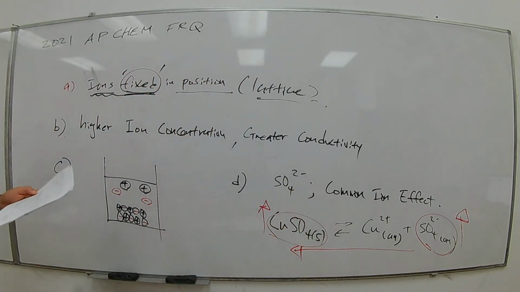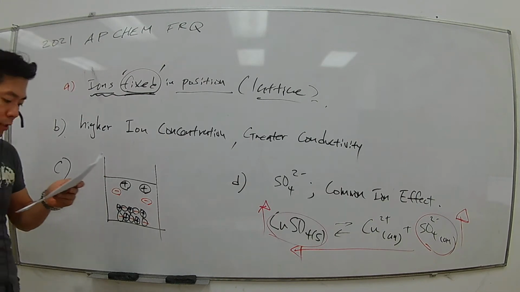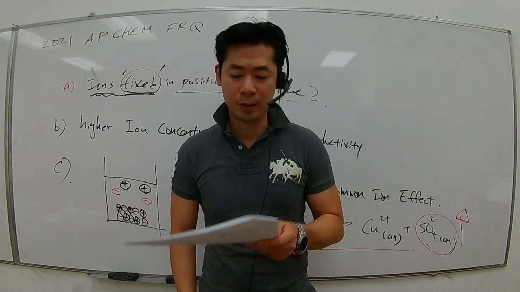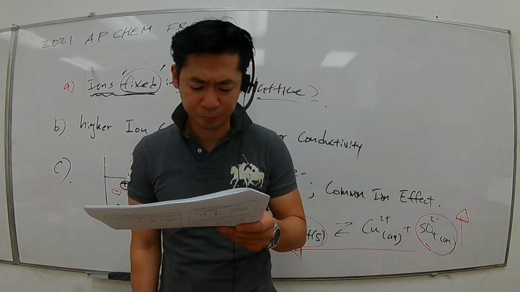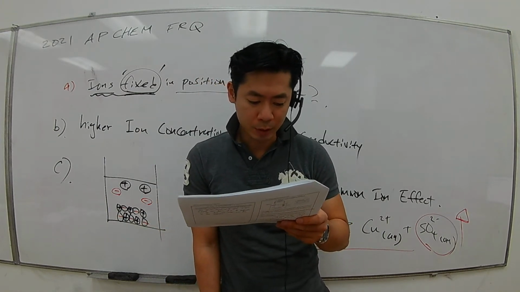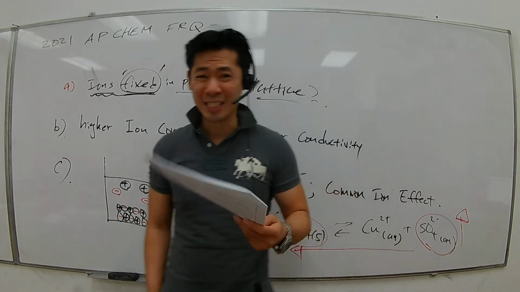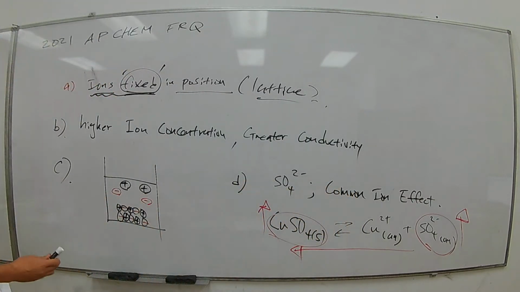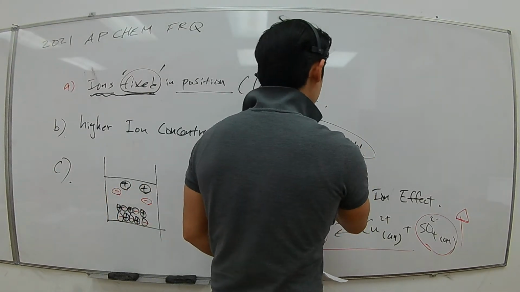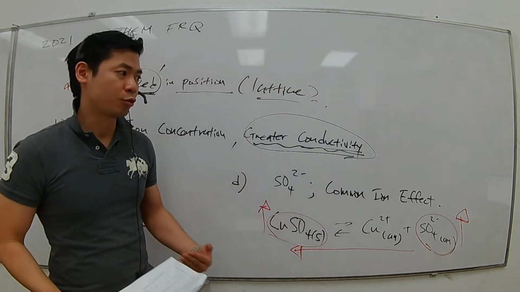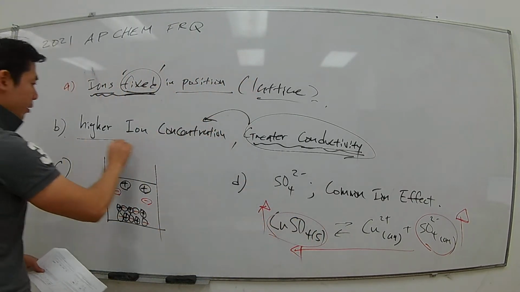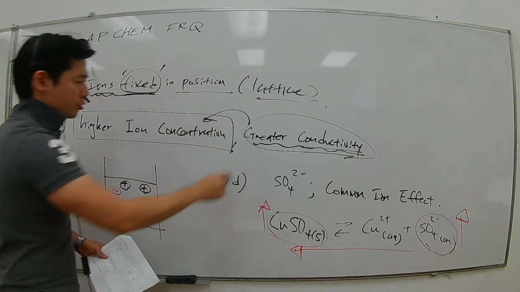That's part A. In part B, the question is asking which compound is more soluble in water, calcium sulfate or lead sulfate? So there they mentioned something about conductivity. They mentioned that the conductivity of the solution in the beaker containing calcium sulfate is higher. So how do you have a greater conductivity? It means there's a greater amount of ions, which means there's a higher ion concentration.